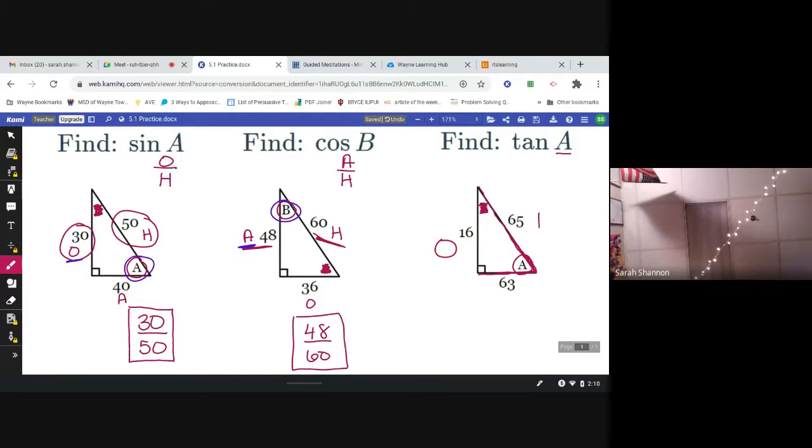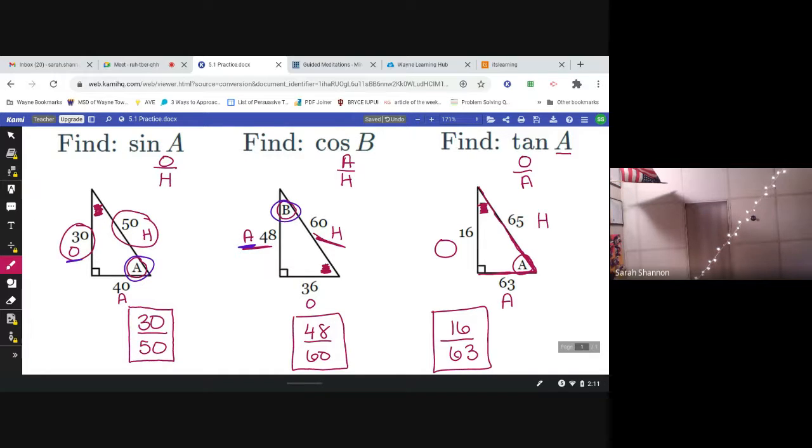Hypotenuse is always across from the right angle. And then your adjacent is the one that's next to it. So the first step is label it. Second step, look at your notes, see what tangent is. Tangent's O over A. That's SOHCAHTOA. And so you would have 16 for O, 63 for A. Just working on getting more comfortable with that.